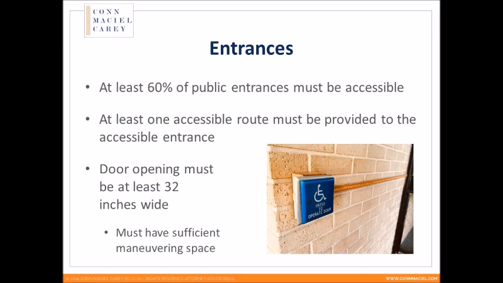For doors that are at your accessible entrance, those must be at least 32 inches wide and have sufficient maneuvering space for individuals in wheelchairs. We're seeing a lot of litigation right now at accessible entrances with loading zones, passenger loading zones, to the extent you've got that, and making sure that that area is accessible as well.